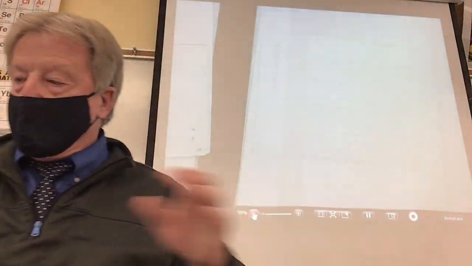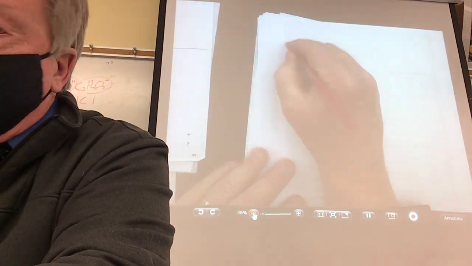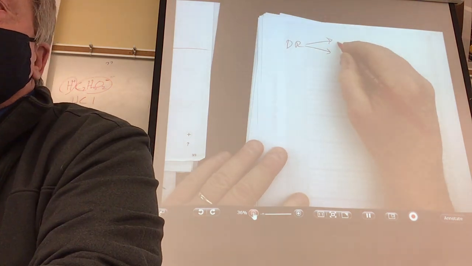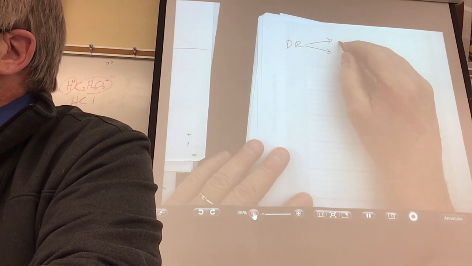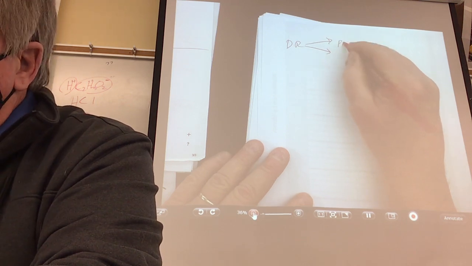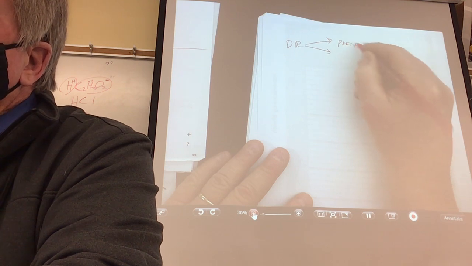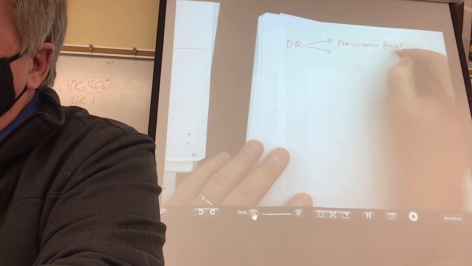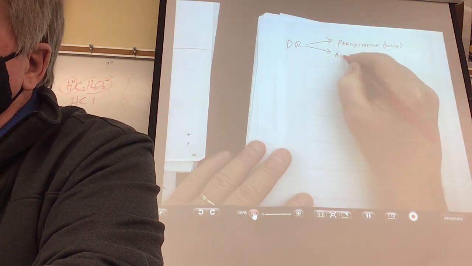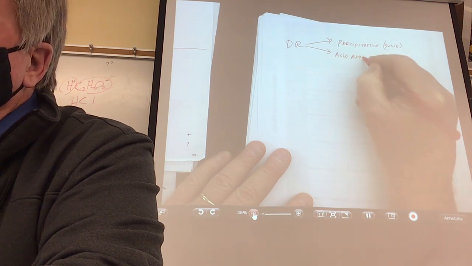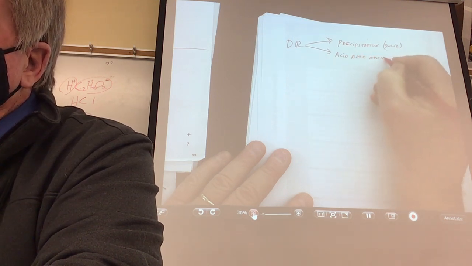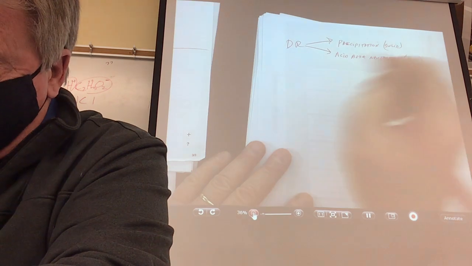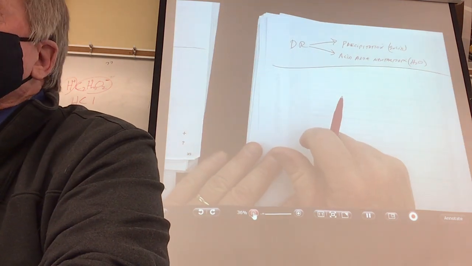Let's start over. Okay, so far, here's what you know. Double replacements, there are two kinds, right? What are the two kinds of double replacement? All right, precipitation. And that means the formation of a solid, right? And what's the other one? Acid-base neutralization. Very good. And that's the formation of new water. I'm going to draw a line there, okay?